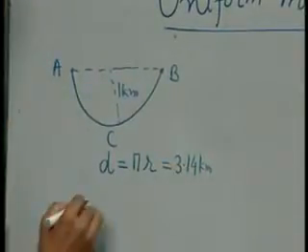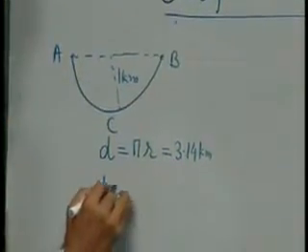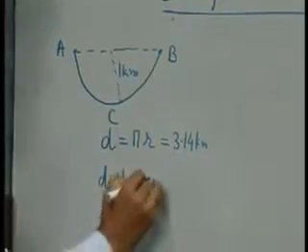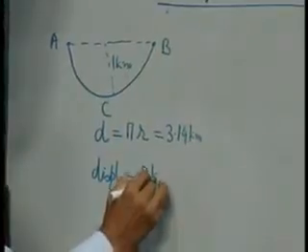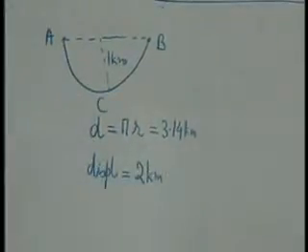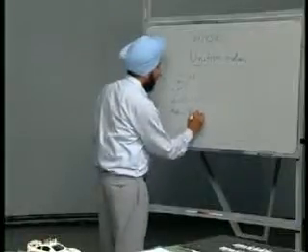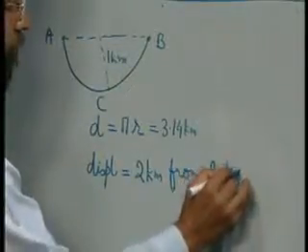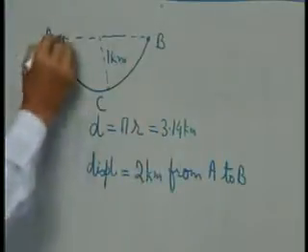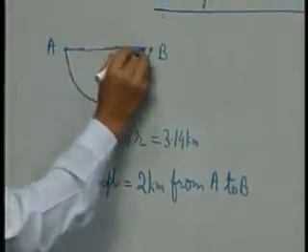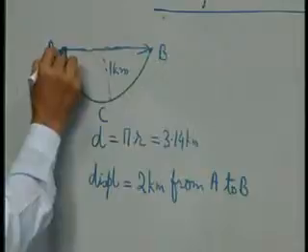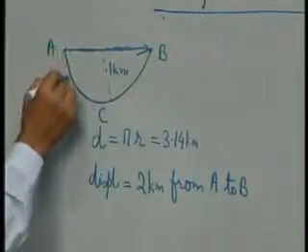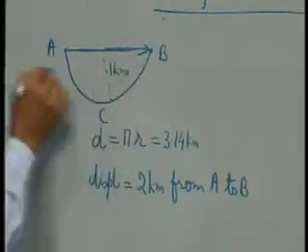Now, what is displacement? Displacement is equal to 2 kilometer in magnitude from A to B. So, we have AB is the displacement, whereas distance travelled is ACB.